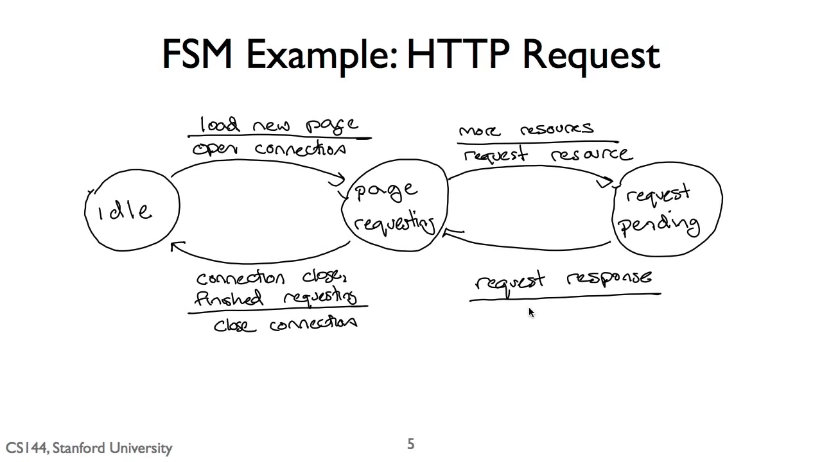On one hand, this is a nice simple FSM, but if you were to try to implement it, it leaves a lot unsaid. Specifically, we have four events in the system: page request, more requests, receive response, and connection closed. So what happens if the connection close event arrives when we're in the request pending state? Or when we receive a page request while in the page requesting state? Or receive a response while in the idle state?